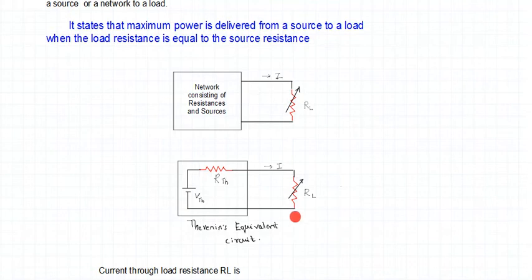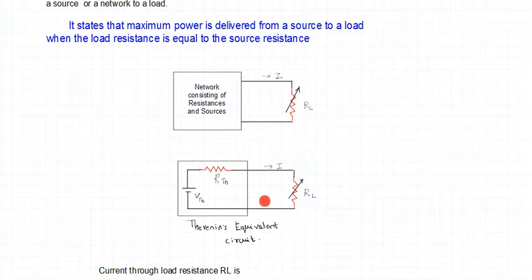And that's what we just proved, that if we take the derivative of the power with respect to the load resistance and simplify the condition, at the end we obtain RL is equal to RTH. And that is what the statement of maximum power transfer theorem states, that maximum power is delivered from the source to the load when the load resistance is equal to source resistance. So when RTH is equal to RL, we get maximum power delivered to the load.